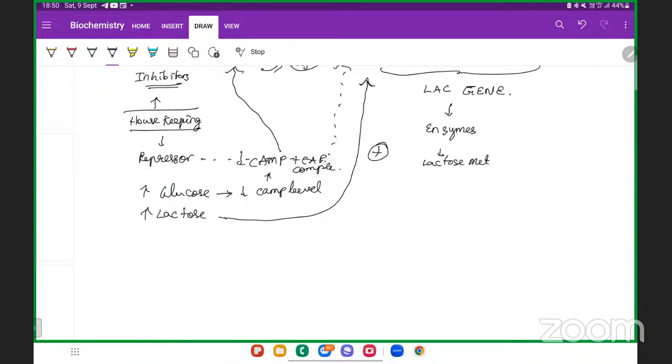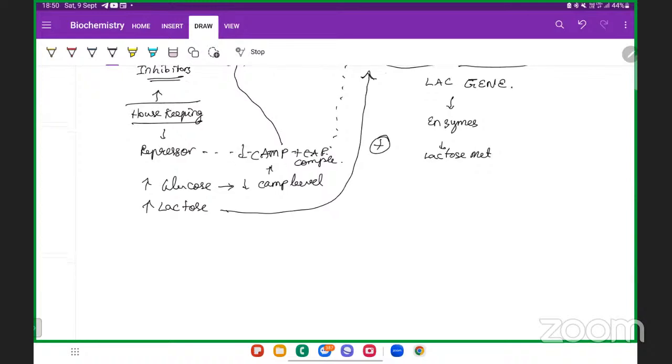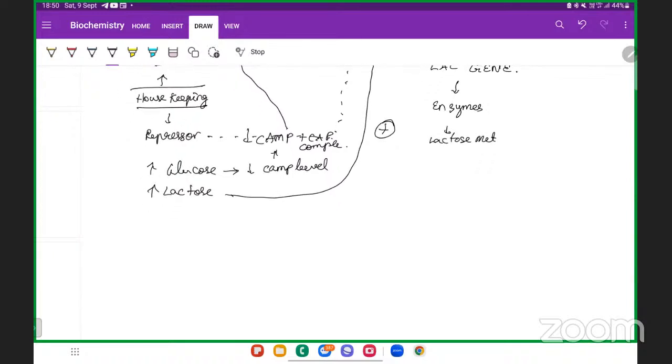If you have any doubt in this lac operon till now, you can put it in the chat box. Now I will tell the inhibitors of transcription. I told you 4 things. Again, I will repeat it for the sake of everyone who is watching this session.